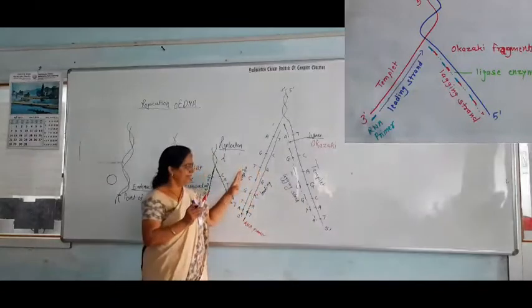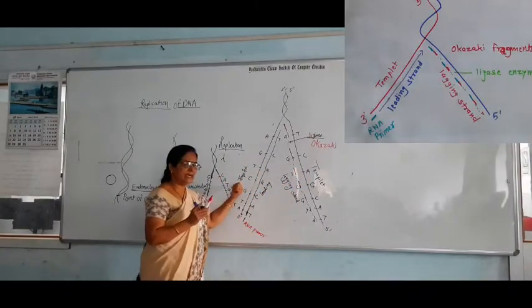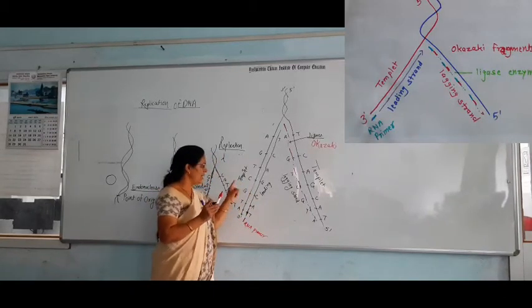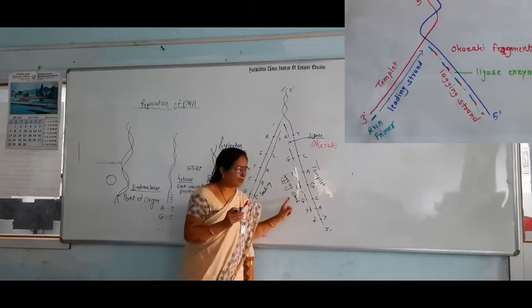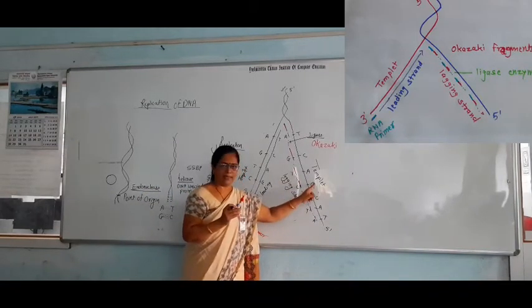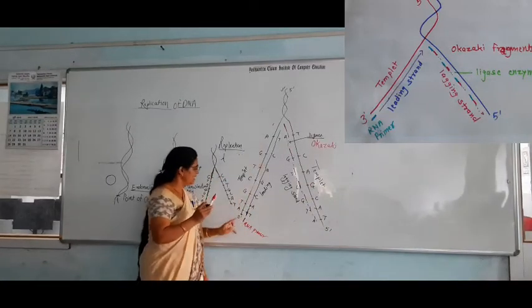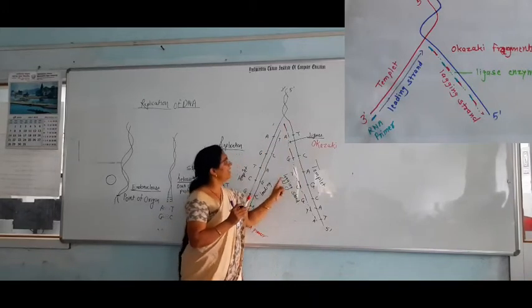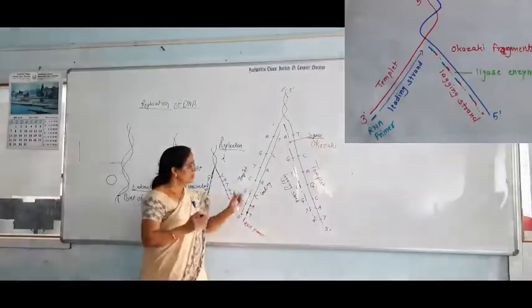The templates are called the lagging template and the leading template. The template on which the leading strand is produced is called the leading template. The template on which the lagging strand is produced is called the lagging template. The orientation of the leading template is 3' to 5', and the orientation of the lagging template is 5' to 3'. Okay, do you get my point?